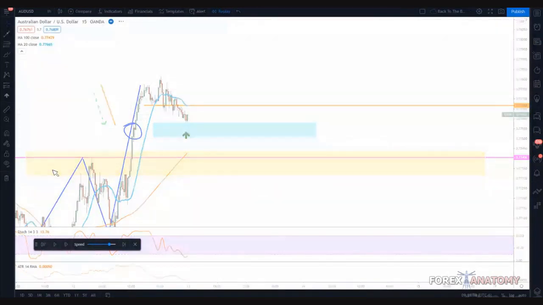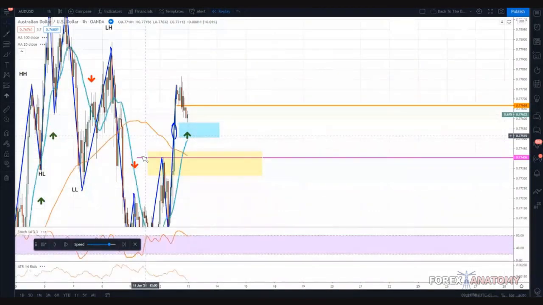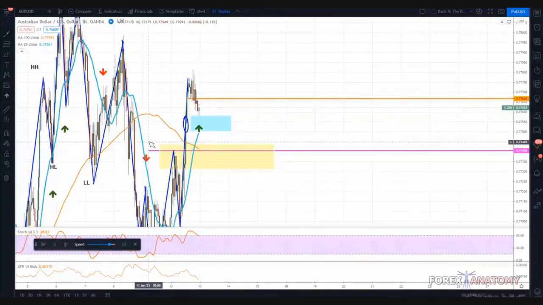If we went down to the 1 hour, let's see if we do get that. We could be wrong, but we could also be right. So let's see what happens. Let's hope that this holds.